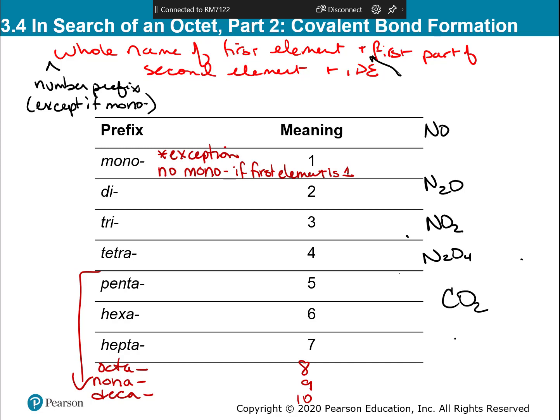So if I have NO, what would I call this? So N, whole name of the first element, so that is nitrogen. I do not have to put mono because it's 1, but I do for the oxygen, so that would be what? Yep, so when it's monoxide, you shrink the O's, like you only use 1 O, so you call it monoxide.